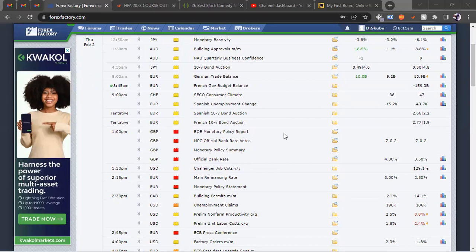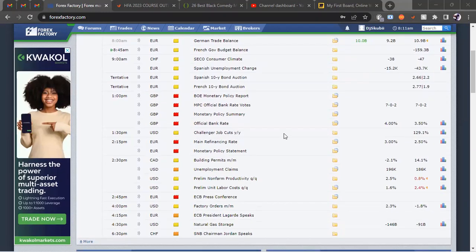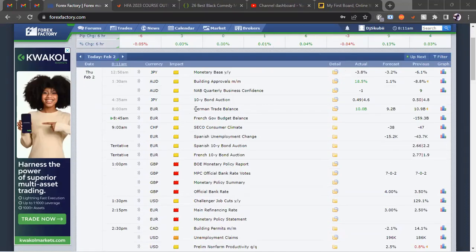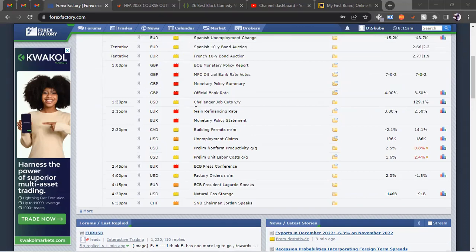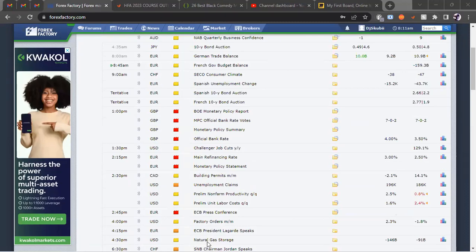Now, let's go ahead. Fundamental wise, we have fundamental news on GBP by 1 p.m. That's a monetary policy statement. This is going to be wild also. Then we have 2:15 on the euro, and then by 2:45 on the euro also. So today is looking pretty, how will I put it? The traffic is high. So we might see some movements in the market, or a lot of movements in the market. So let's jump on our charts and see.